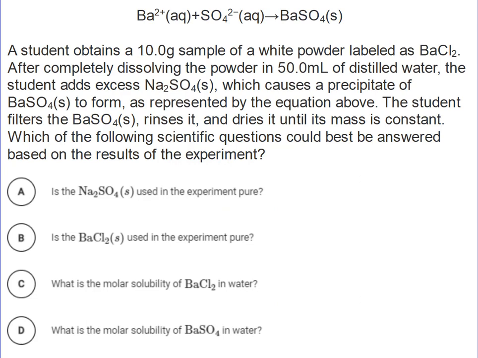So go ahead and read through this problem, restart when you've read through it, and have a guess on your answer.